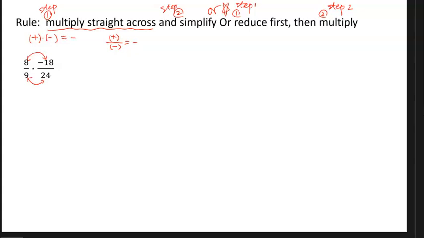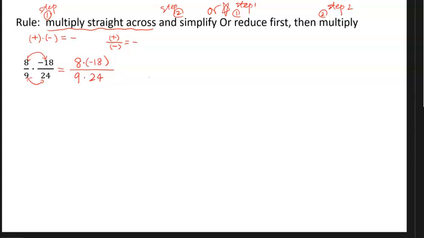So first of all, we're going to follow the rule of multiplying fractions. So we're going to multiply straight across. So we take 8 times negative 18, and the bottom is 9 times 24. If you do the first way and multiply 8 and negative 18 to get an answer, it's going to be a big number. And you multiply 9 by 24, you also get a big number. Then you have to reduce those big numbers down to smaller numbers. But we're going to use the second solution. So we're not going to multiply 8 and 18, 9 and 24.